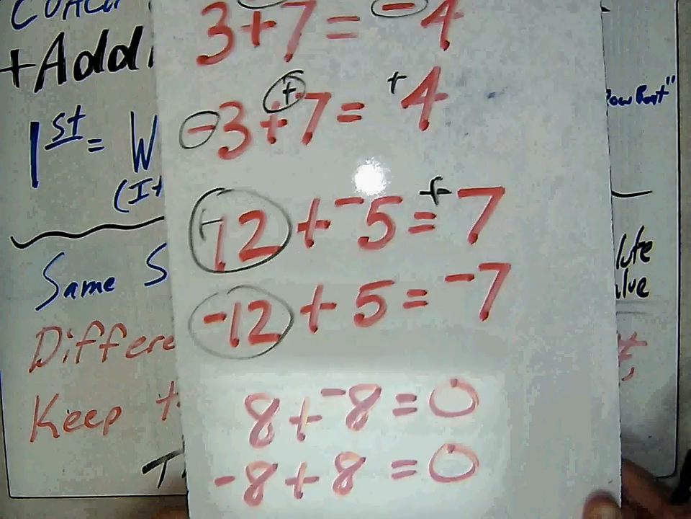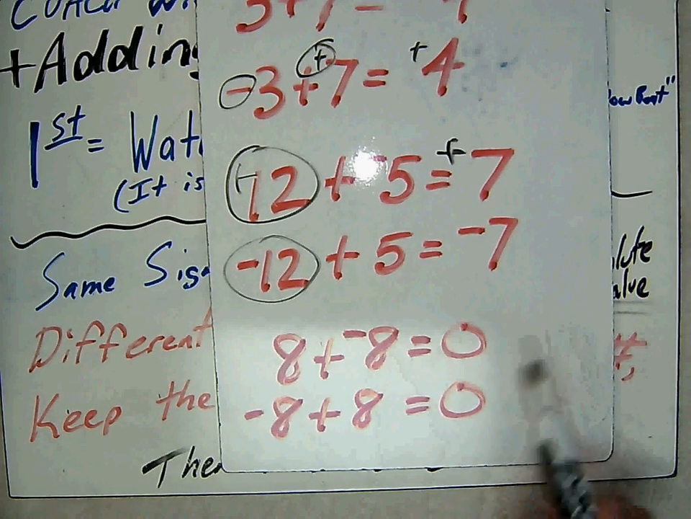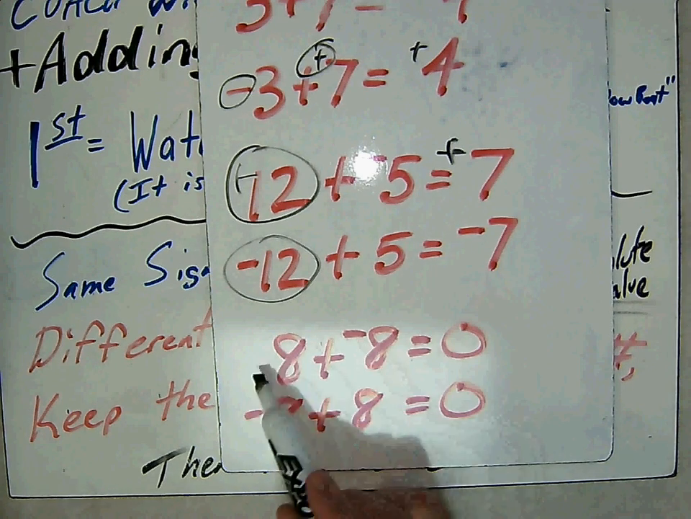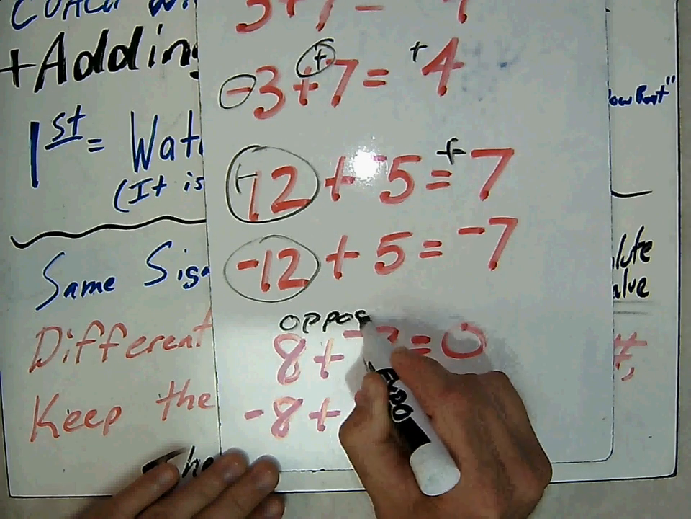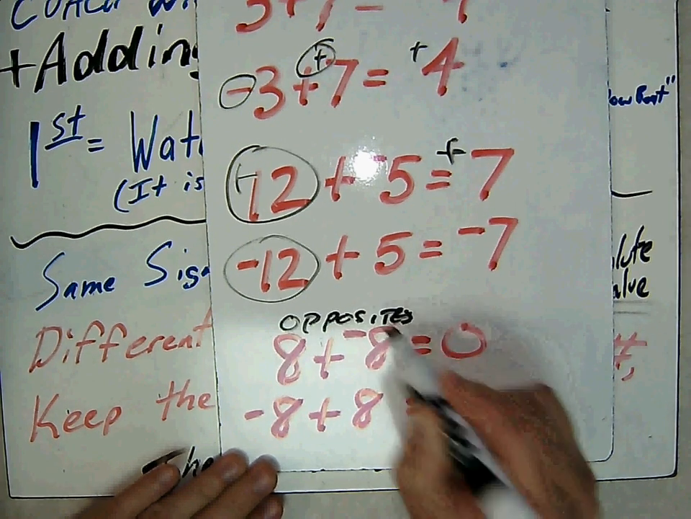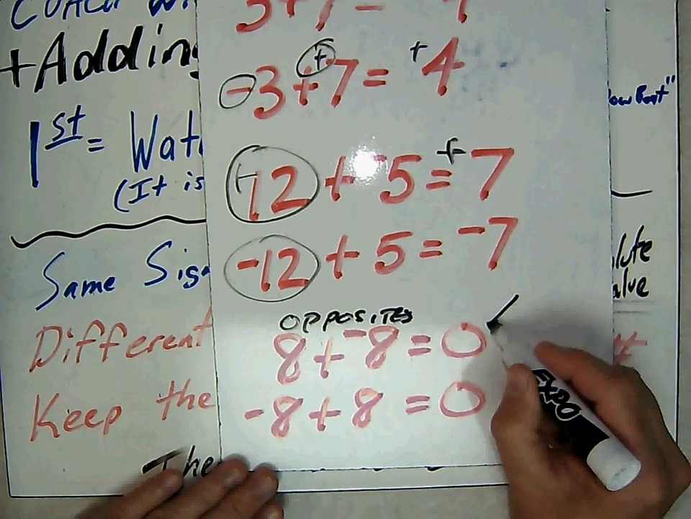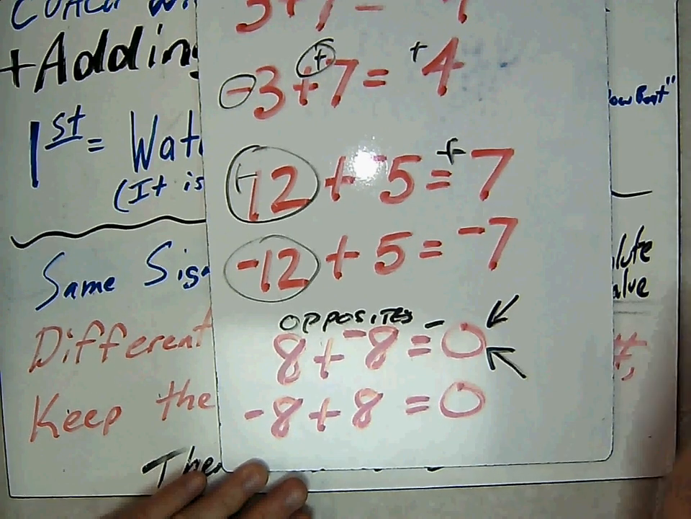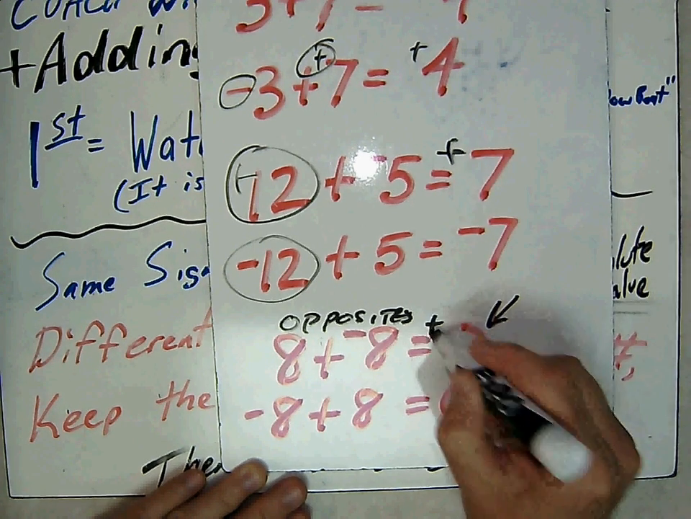This one's kind of a tricky one. Kids always miss this one. So 8 plus 8, which is 16 normally, but that's a positive and that's a negative. So that's different signs. So these are opposites. Okay? So adding opposites always gives you 0. Okay? Now, you cannot ever do this. That is a no-no. You cannot ever do this. That is a no-no.